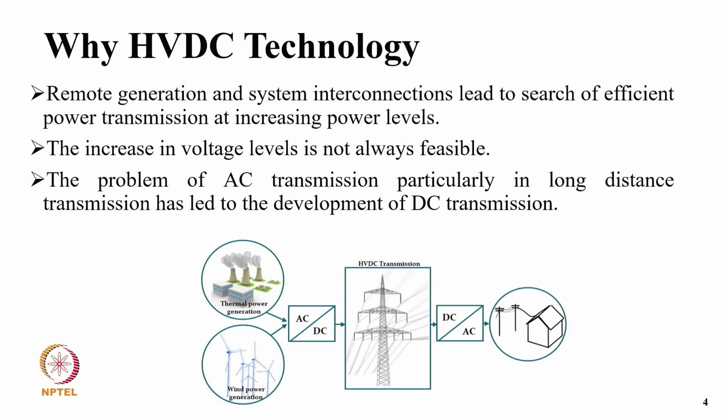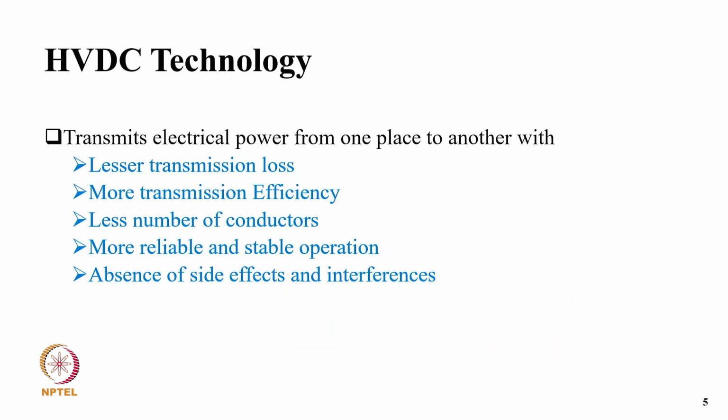As you can see in the building block, we have generation from different sources like thermal generation, wind generation or nuclear generation, and then we have the converter stations for AC to DC conversion, then we have high voltage DC transmission, then on the other side the converter does DC to AC and feeds it back to typically load centers like Delhi, from long distances.